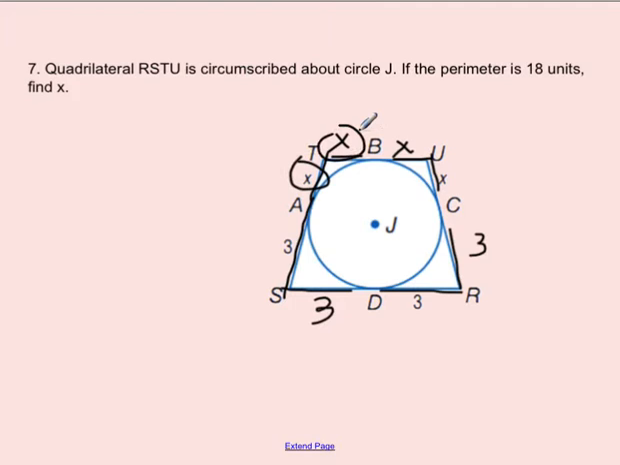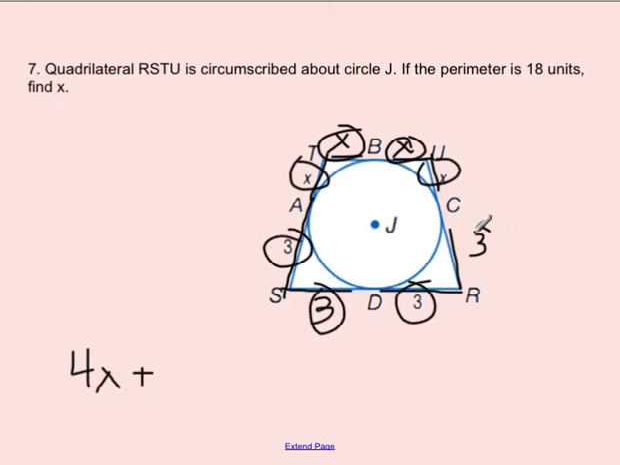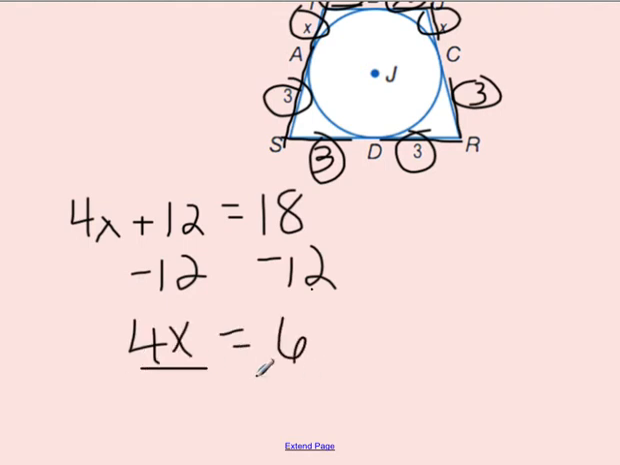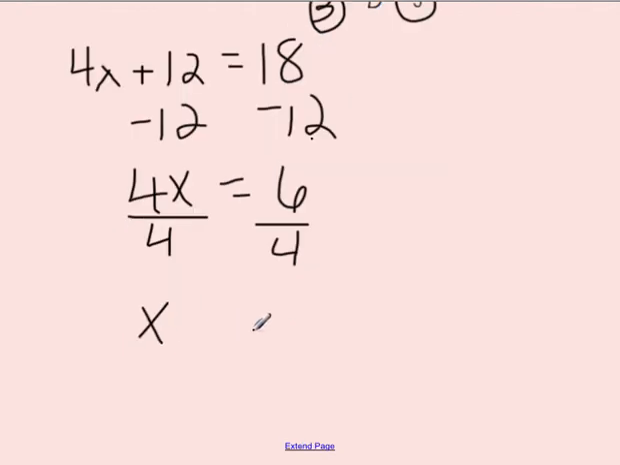So I have 1, 2, 3, 4x, so 4x plus 3, 6, 9, 12, and that has to be equal to the perimeter, which is 18 units. So now we're just going to solve this for x. So I'm going to take 18 and subtract 12 from both sides. So then I get that 4x is equal to 6. Then to solve for x, I'm going to divide both sides by 4. And then I end up getting that x is equal to 1.5. And I'm going to label that units because that's the label that they originally gave us.